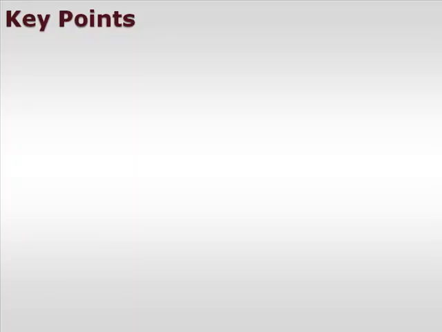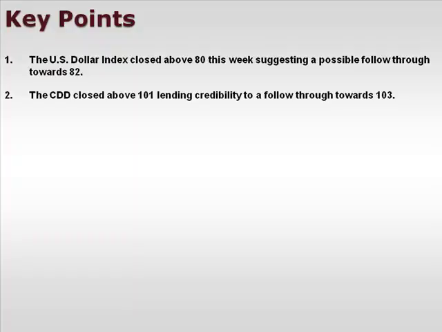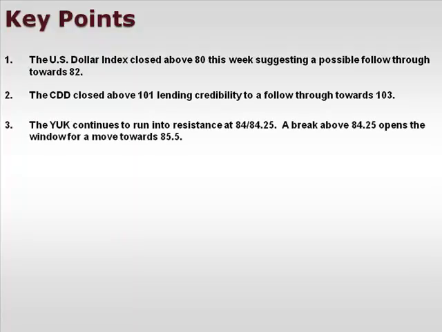Let's take a look at a few of our key points. First of all, the US dollar index closed above 80 this week, suggesting a possible follow-through towards 82. The CDD closed above 101, lending credibility to a follow-through towards 103. The YUK continues to run into resistance at 84.25. A break above 84.25 opens the window for a move towards 85.5.